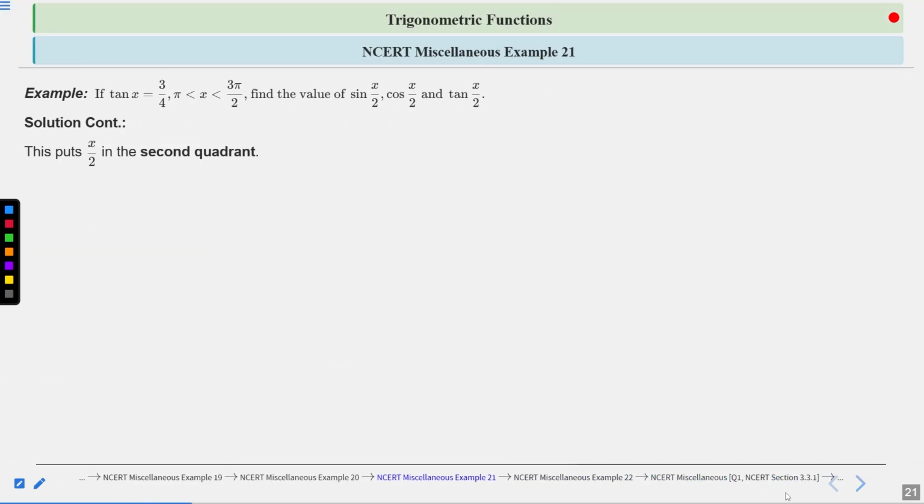This puts x/2 in the second quadrant. So in the second quadrant, sin x/2 will be positive and cos x/2 will be negative.